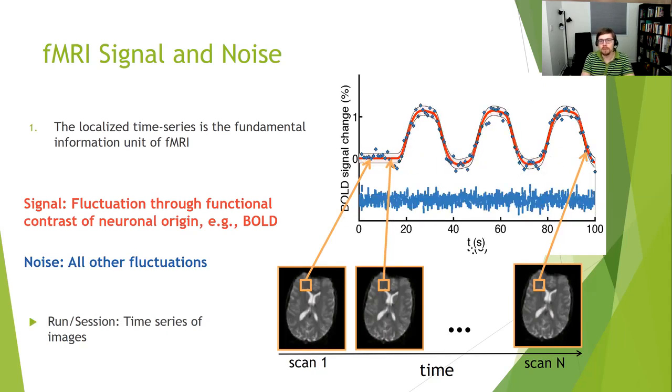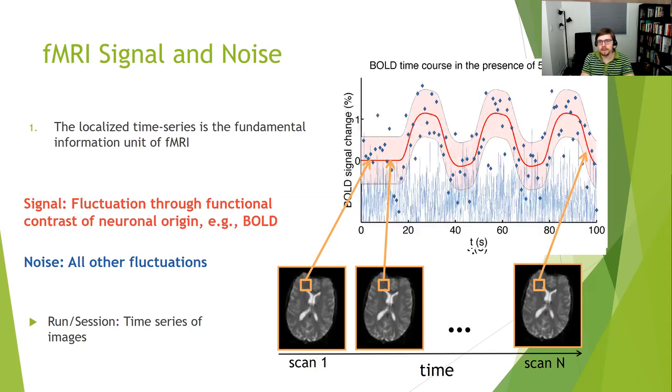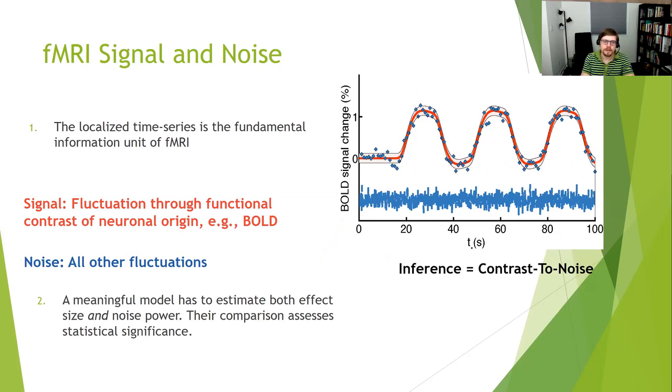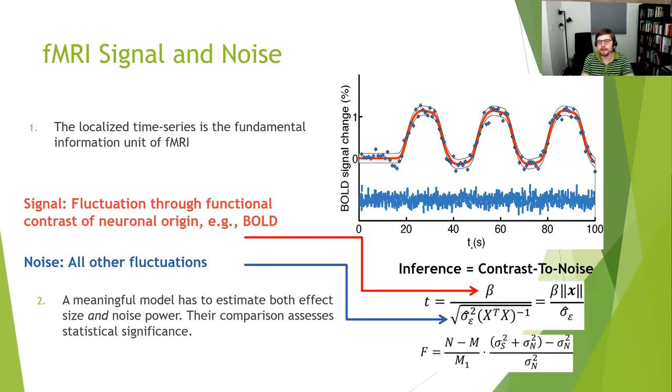However, in practice, these two are superimposed. So after we measure, we might not be sure whether there's really an effect in the data because it's noisy. And this is indicated by these shaded areas in this time series. In actual fMRI experiments, the situation is even worse. There's a lot more noise than signal change. And in order to do any meaningful inference on effects in the brain, we typically have to assess the ratio of the two. Any meaningful model has therefore to estimate both the effect size and the noise power. And their comparison usually assesses something like statistical significance. If you look at an F-test or a t-test map in fMRI analysis, they're typically ratios of an effect and a noise estimate.